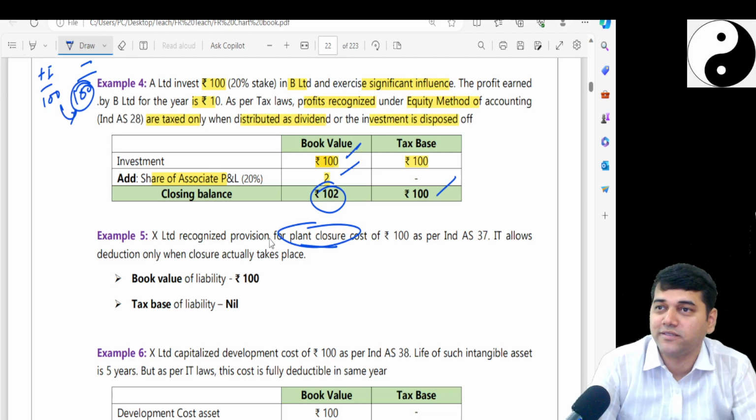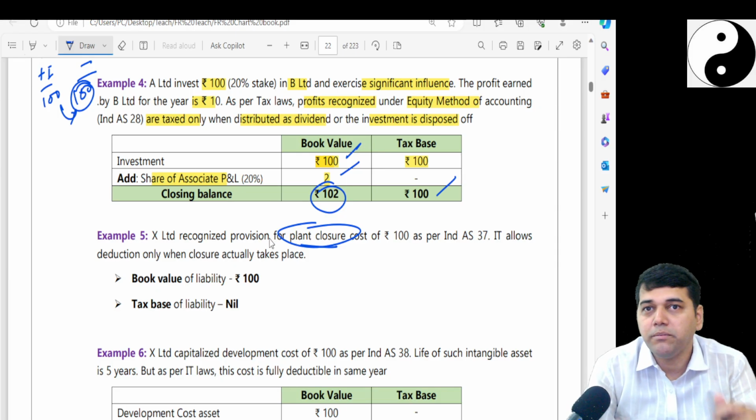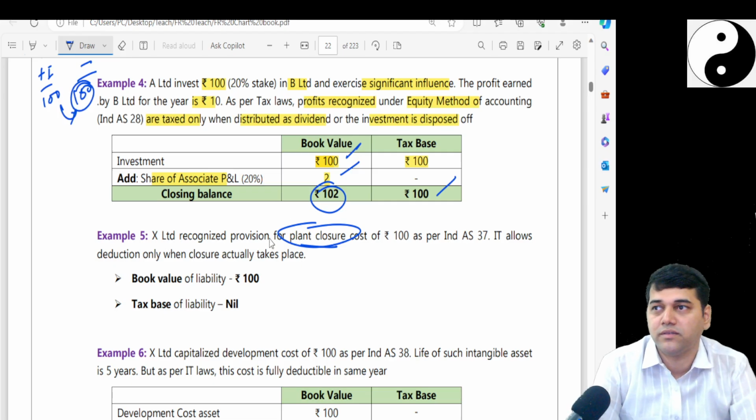Plant closure cost. What is the plant closure? It means you have decided you will close the plant. So you will make a provision for certain expenses. What accounting entry do you pass?